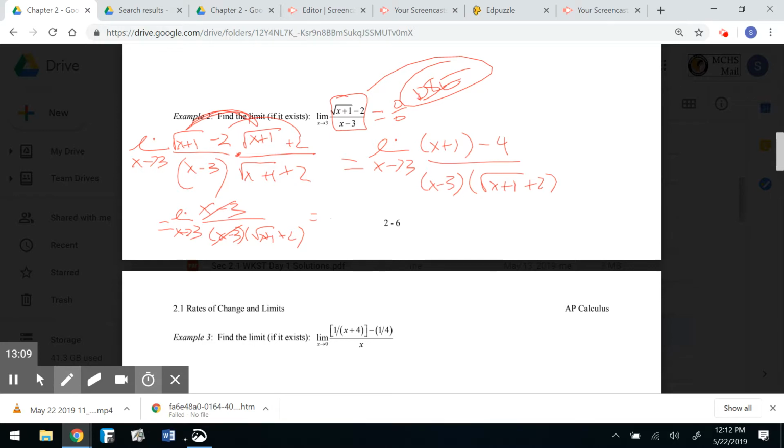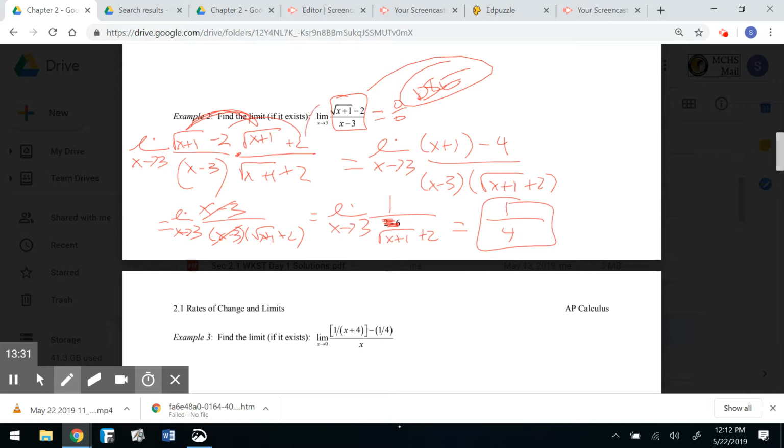I'm still going to write the word limit. Why? Because I haven't direct subbed yet. And on the bottom, I get the square root of x plus 1 plus 2. Now let's direct sub. Do I have to write limit? No, you don't. And you get 1 over... We're all smart, I'm going to do this fast. What would that be? 1/4.